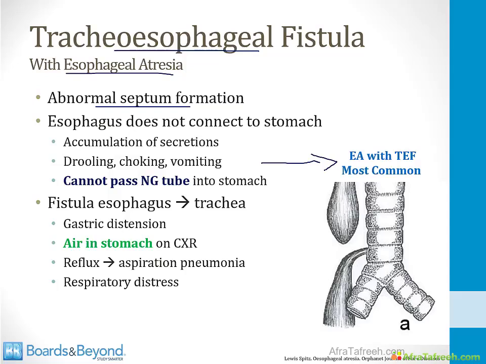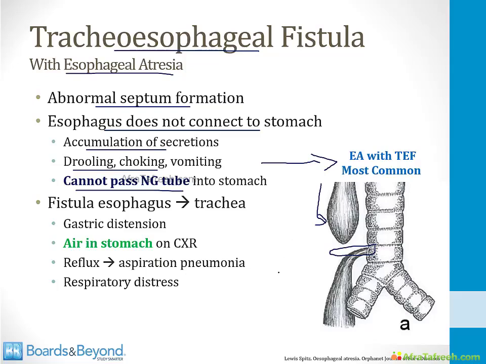I talk about this in much greater detail in videos in the GI section, but the esophagus ends in a blind pouch like shown here, and the trachea has a fistula connecting it to the esophagus and the stomach. In babies born with this condition, the esophagus doesn't connect to the stomach, so accumulation of secretions will occur in the esophagus, and the baby will have drooling, choking, and vomiting. In addition, in these babies, you classically cannot pass an NG tube into the stomach.